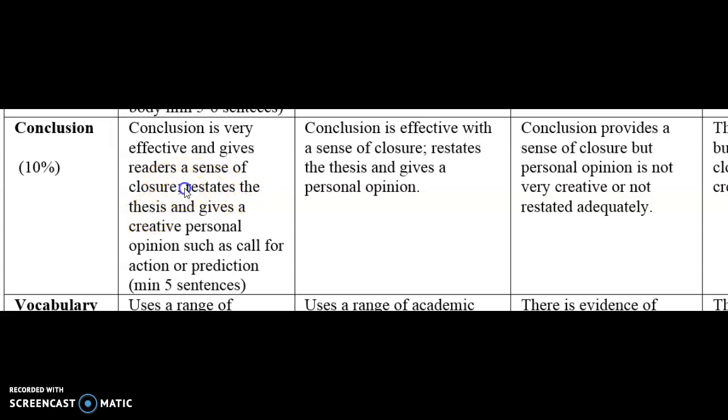Restates the thesis, gives creative personal opinion. Keyword here, creative. And such as a call for action or prediction. Minimum of 5 sentences. So let's get over and look at some examples.